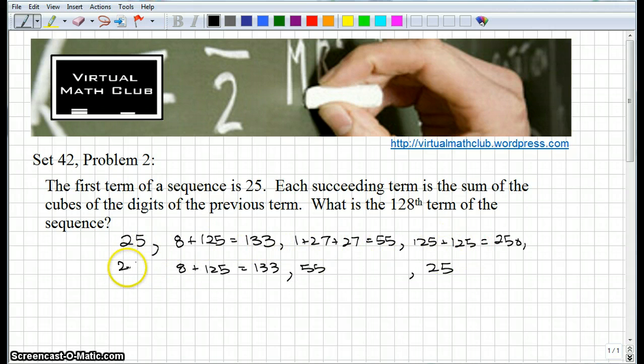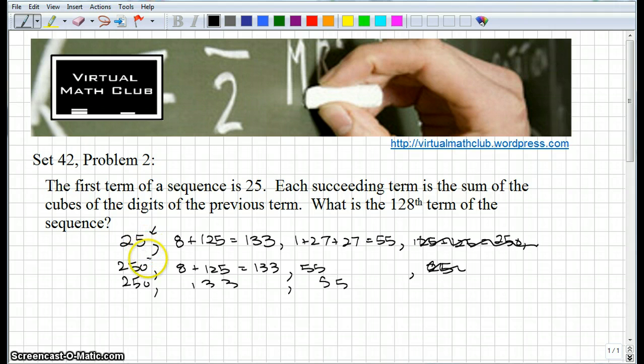We can actually write 250 here, and then cross that out just so we don't get confused and we don't have to worry about that. So we get this repeating thing. We get 250, 133, 55, and so on. It's just repeating those 3 terms over and over again. The only thing that's different is up here we don't have the 0. It's not 250, it's 25.